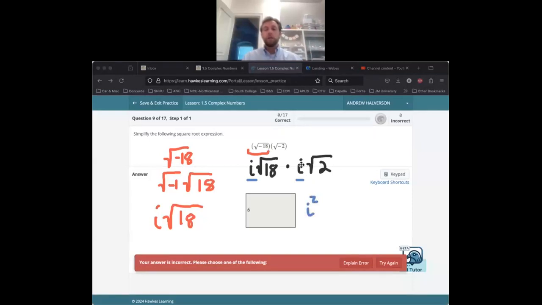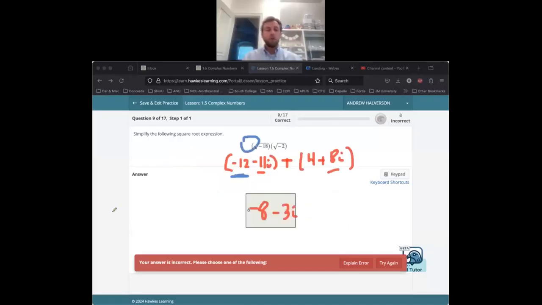Yeah. And then we multiply the stuff on the inside. Square root of 18 times square root of 2, we write as the 18 times 2 inside the radical. And so 18 times 2. Oh, no. I hit the wrong button. Okay, so let's take it all off.